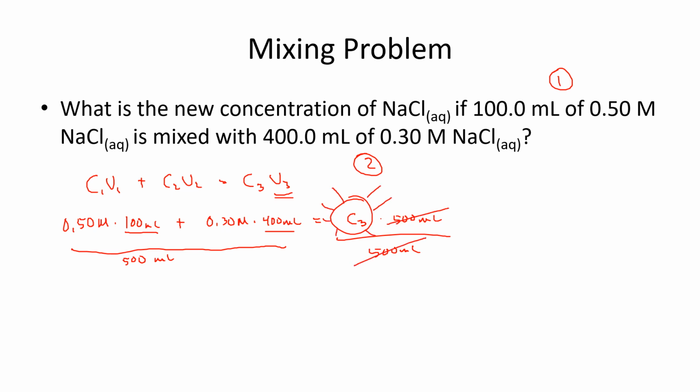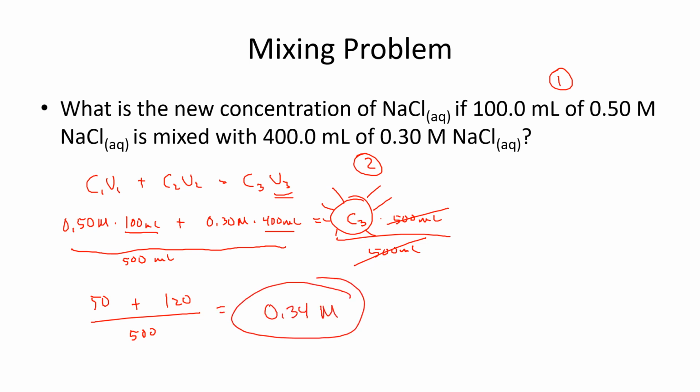Yay! Okay, so let's see what it comes out to. 0.5 times 100 is 50. 0.3 times 400. I can't do that one in my head. 120. Maybe you can. And we'll divide that by 500 total. So 120 plus the 50 equals 170 divided by 500 equals 0.34 moles per liter. Yay, crowd goes wild.